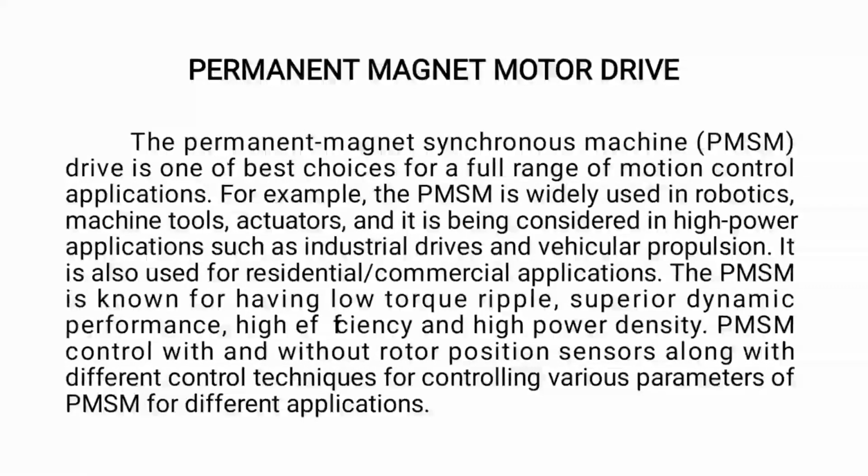A permanent magnet synchronous machine is one of the best choices for a full range of motion control applications. For example, the permanent magnet synchronous machine is widely used in robotics, machine tools, actuators, and it is being considered in high power applications such as industrial drives and vehicular propulsion. It is also used for residential and commercial applications.